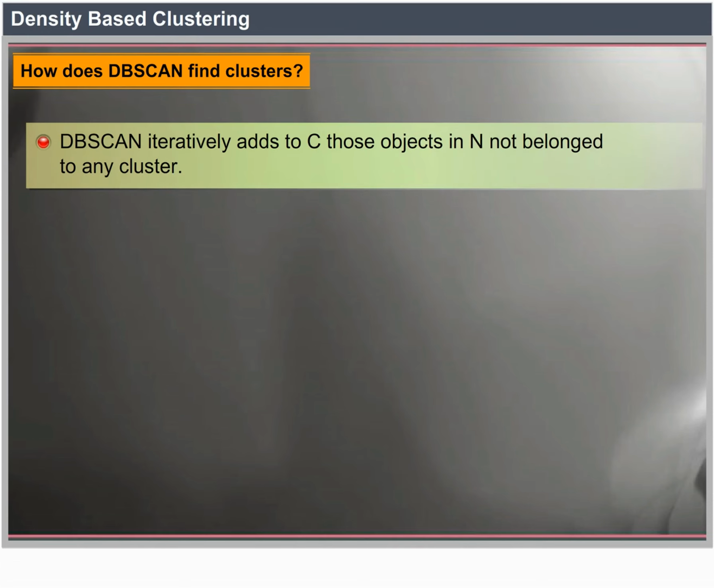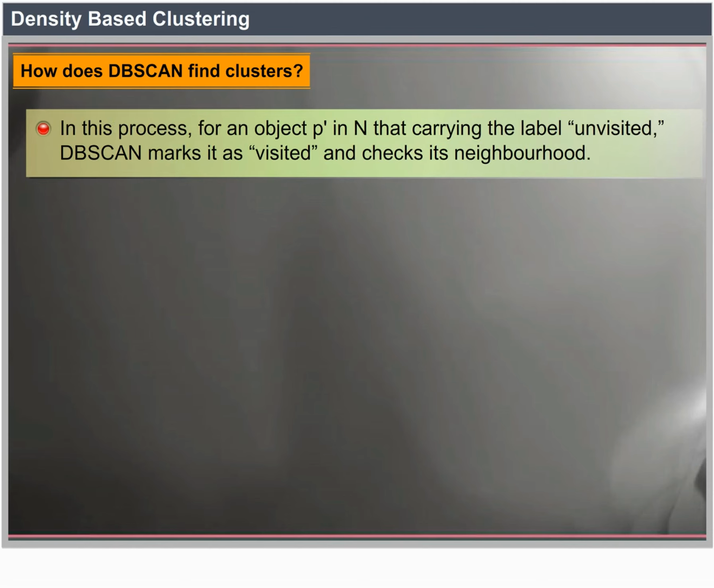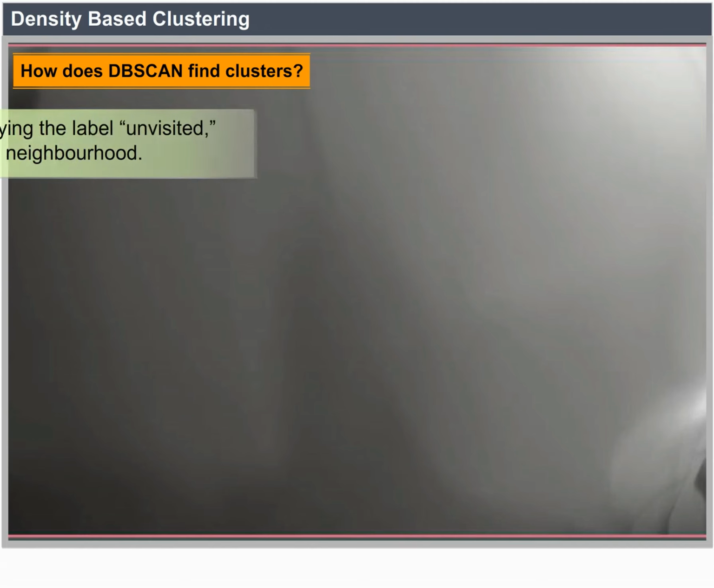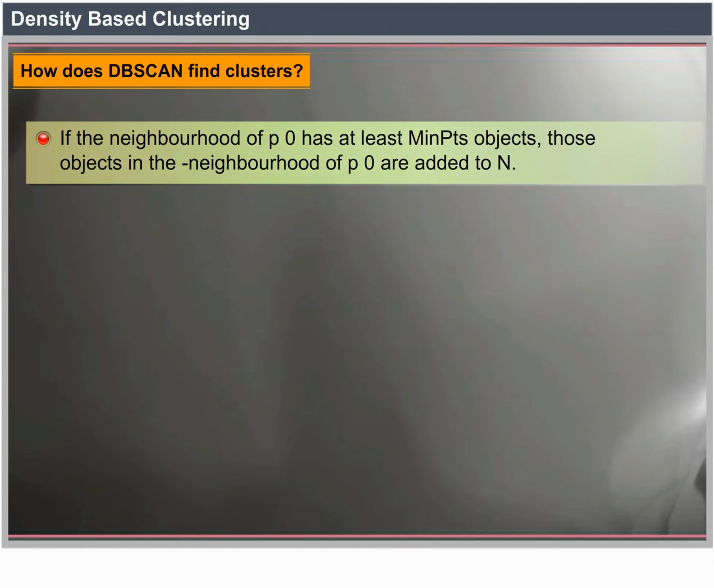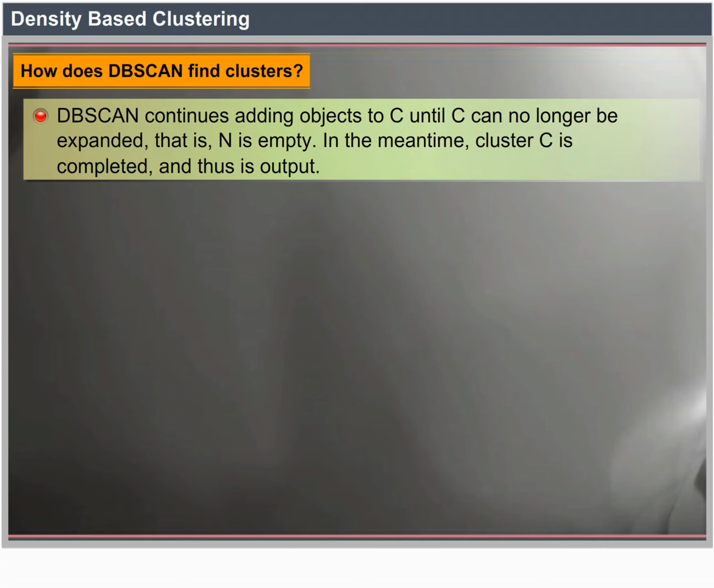DBSCAN iteratively adds to C those objects in N that do not belong to any cluster. In this process, for an object P' in N that carries the label unvisited, DBSCAN marks it as visited and checks its neighborhood. If the neighborhood of P' has at least min points objects, these objects in the neighborhood of P' are added to N. DBSCAN continues adding objects to C until C can no longer be expanded, that is, N is empty. At this time, cluster C is completed and thus output.